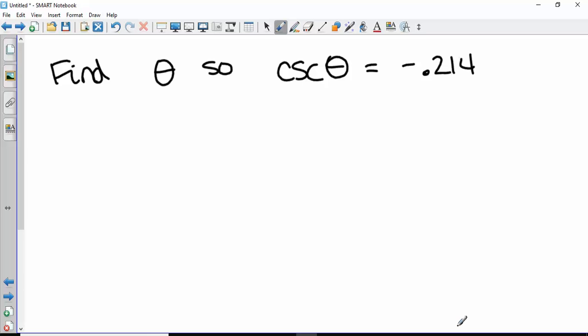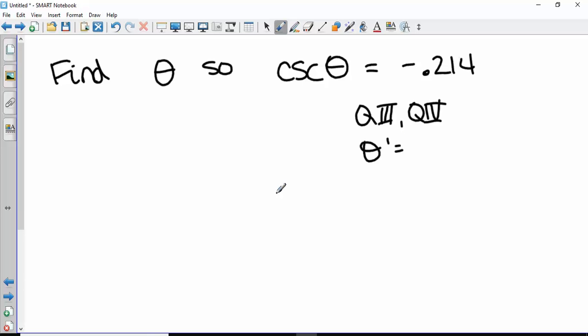Find theta so that cosecant is equal to negative 0.214. So we need quadrants and reference angles. In which quadrants is cosecant negative? Cosecant is the reciprocal of what? Sine. So when is sine negative? 2, 3, 4. Okay, so we will have two answers, one in each of those. Reference angle. Do we know when cosecant is negative 0.214? No, so we're going to have to use our calculator.